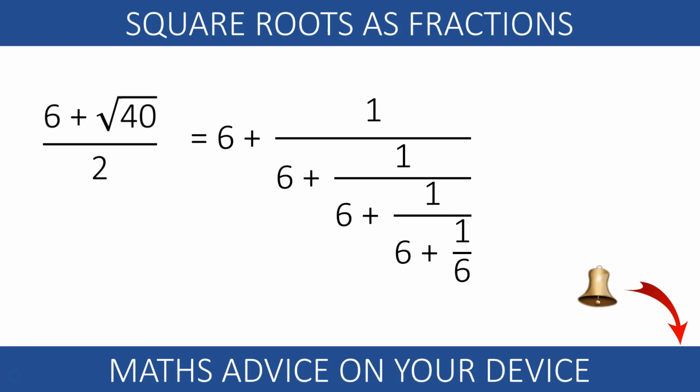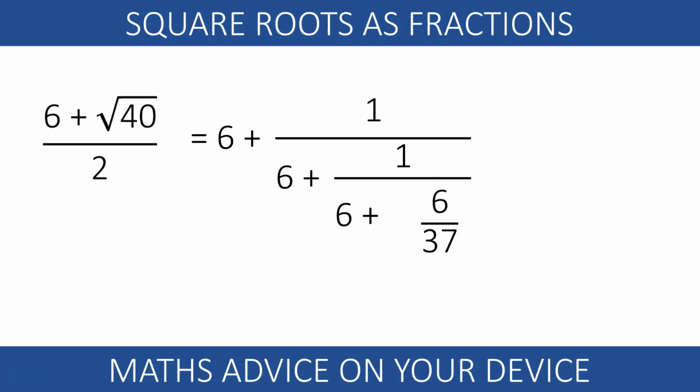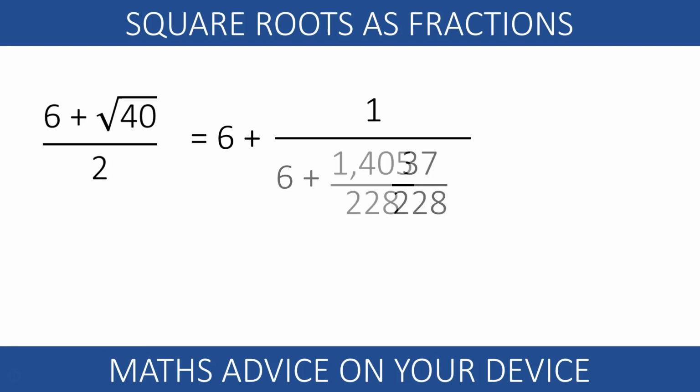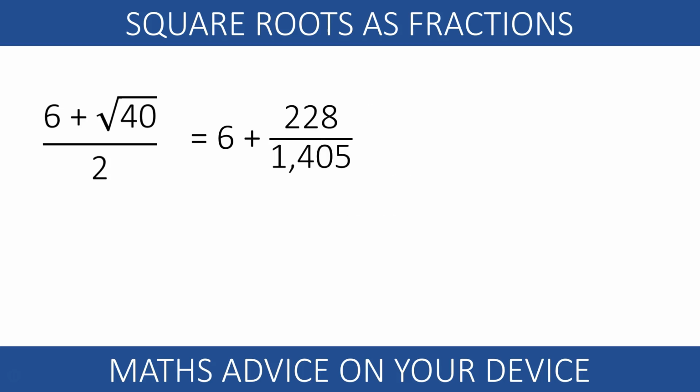Right, 6 plus 1 over 6 is 37 over 6. We turn the fraction upside down, so the reciprocal is 6 over 37. We add 6. The reciprocal is 37 over 228 plus 6. The reciprocal is 228 over 1405. Finally, we add 6 again.